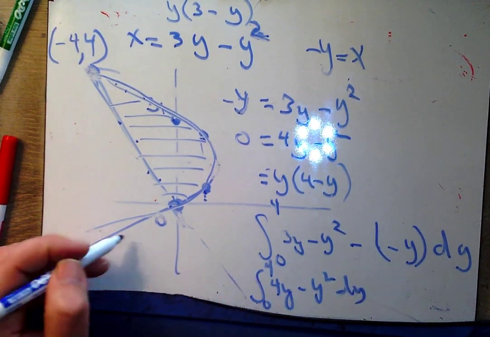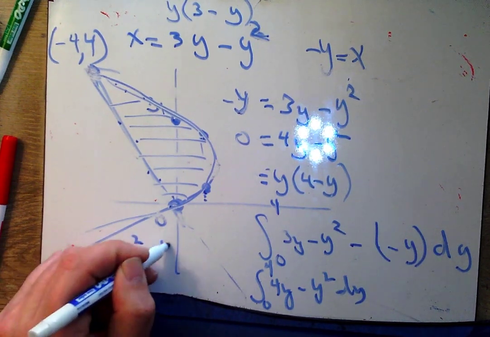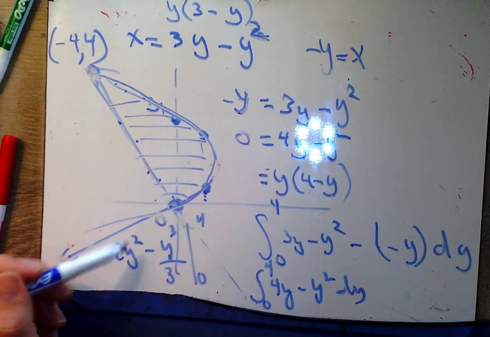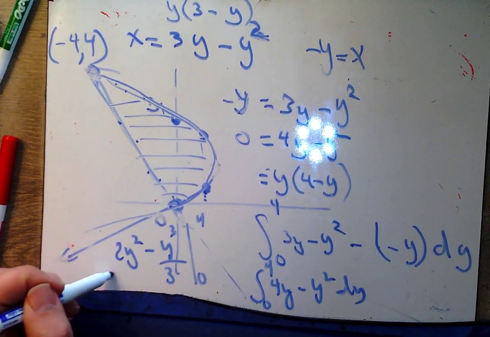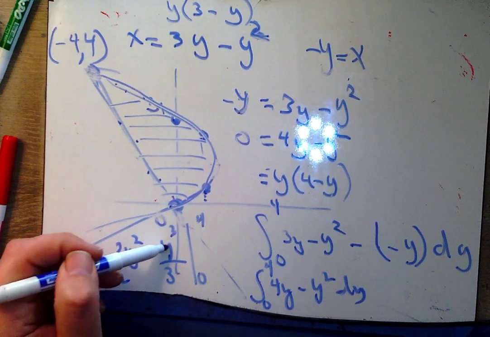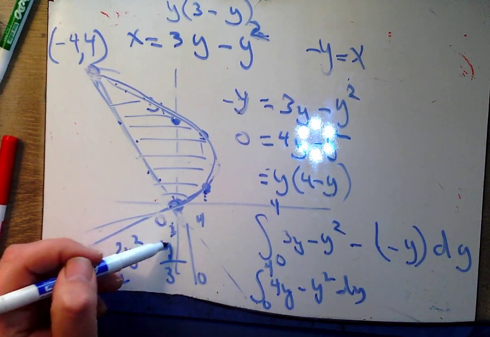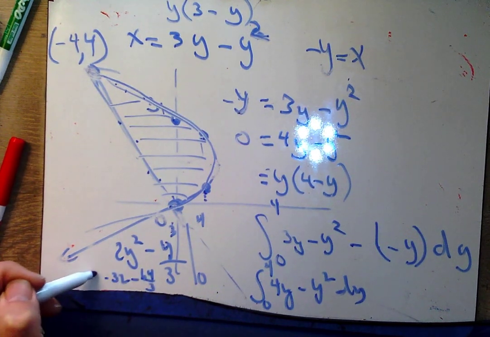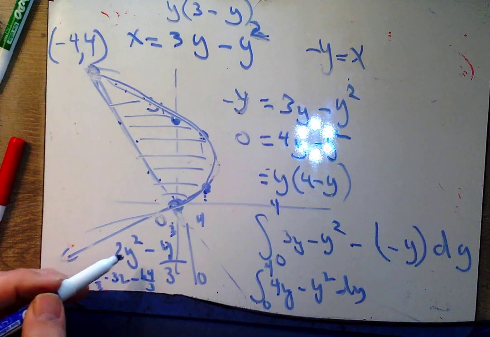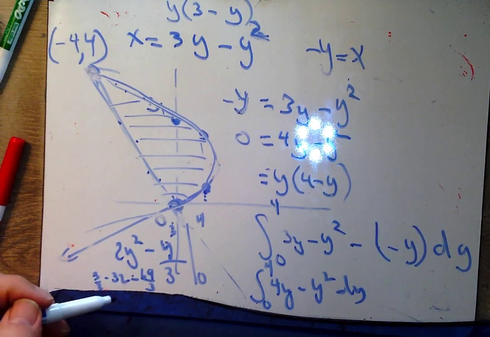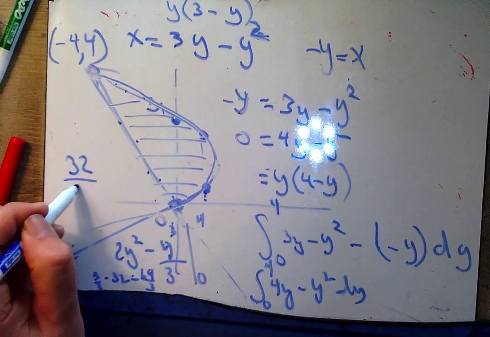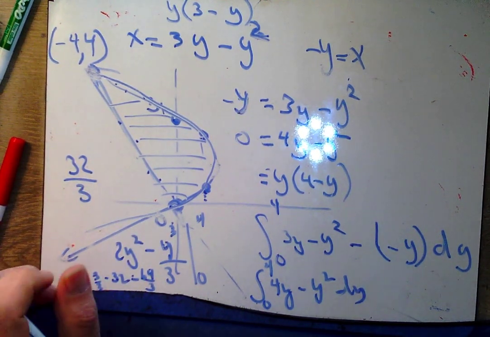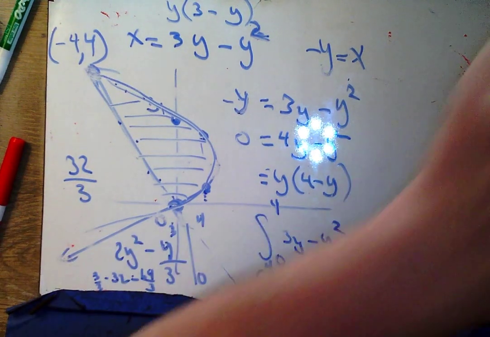My antiderivative then will be 2y squared minus y to the third over 3, from 0 to 4. I plug my 4 in, and I get 16 times 2, or 32. Then I get 4 to the third, which is 64 over 3. I'd like a common denominator here, so I'm going to have 96 minus 64 over 3. And that turns out to be 32 over 3. All right, there's my area. Any questions about that? Nice.